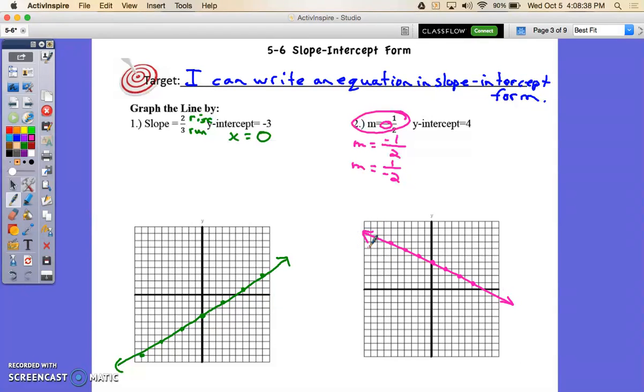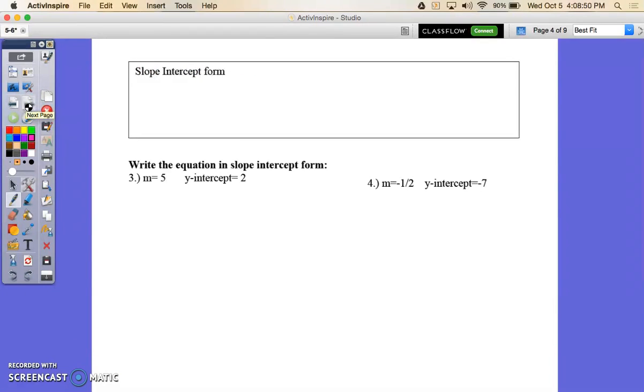So that right there is a quick warm-up as to graphing them. So not only writing an equation in slope-intercept form, but being able to graph an equation in slope-intercept form as well. So let's now take a look at what the actual slope-intercept form is.